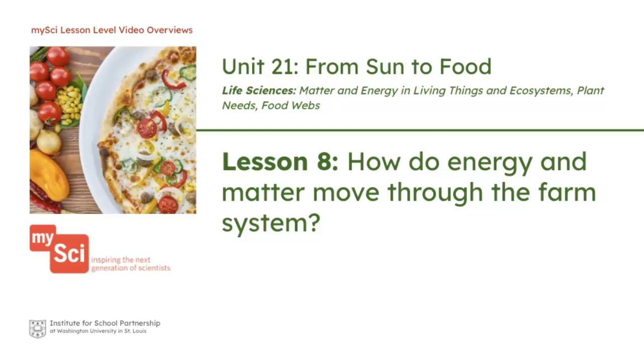Welcome to Lesson 8 in Unit 21, From Sun to Food. In this lesson, students will work together to answer the question, how do energy and matter move through the farm system? In this lesson, students design a pizza farm and explain how different species meet their needs on the farm. Students consider the balance of the ecosystem based on the ingredients they choose and explain the cycling of matter and transfer of energy in their farm system.